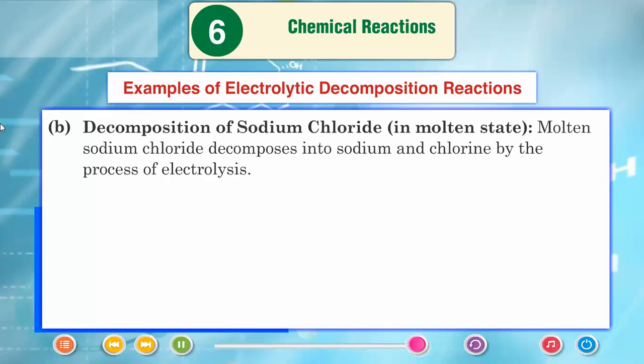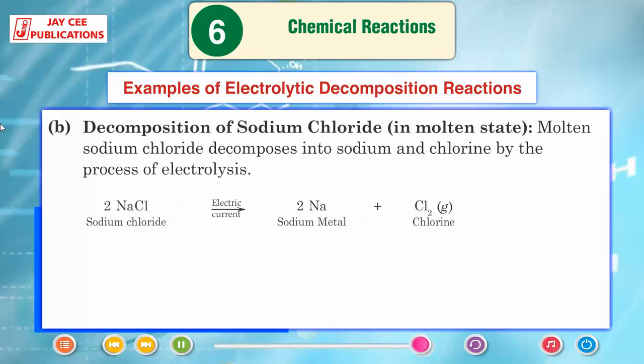Decomposition of sodium chloride in molten state. Molten sodium chloride decomposes into sodium and chlorine by the process of electrolysis.